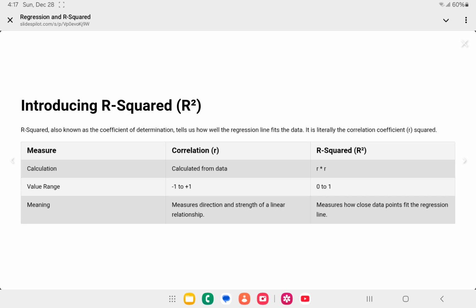Correlation measures the linear relationship between two quantitative variables with respect to direction and strength. On the other hand, R-squared is a measure of how close each data point fits to the regression line. So in fact, R-squared tells us how well the regression line predicts actual values. Let me show you what I mean by this.